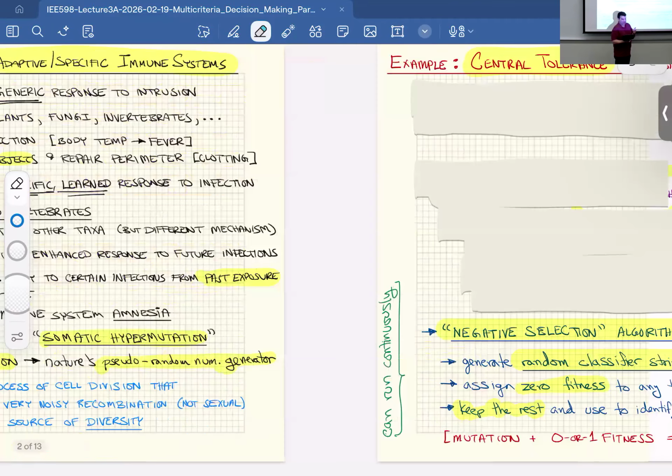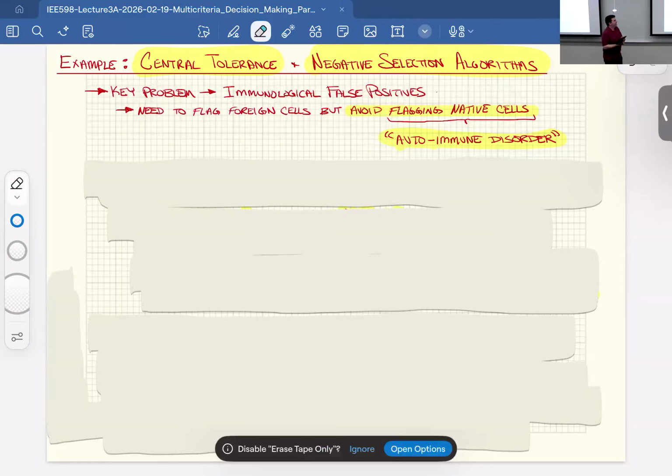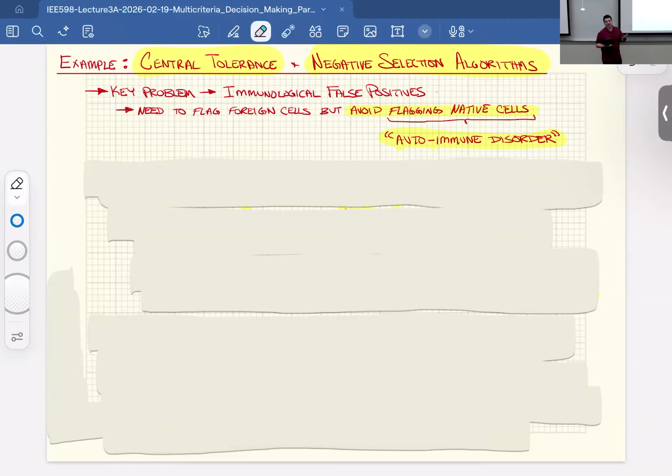Okay, so this first algorithm will be a simpler one. This is one that Dr. Stephanie Forrest has done a lot with. This is called a negative selection algorithm. And it is based on the process of central tolerance, which I've already kind of hinted at. So the key problem here is we want to reduce immunological false positives.